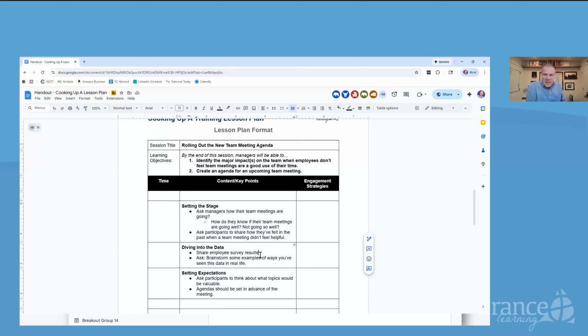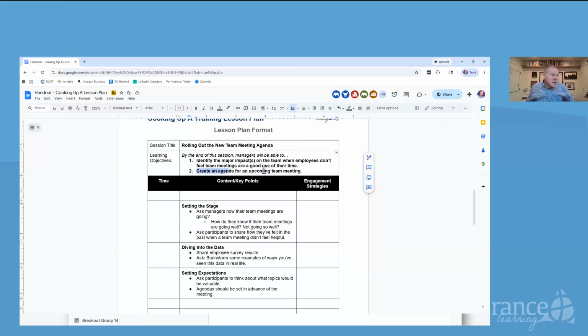What are some reasons that some of our employees might feel these aren't a good use of time? So we can start to get into the data, and that gets us a little bit of the content as well as making that content personal. So we have the data to share, but we also have this agenda that we need to introduce to people. It seems like we're getting really into the first objective, identify the major impacts on the team when employees don't feel a team meeting is a good use of their time. So I think we've gotten that a little bit.